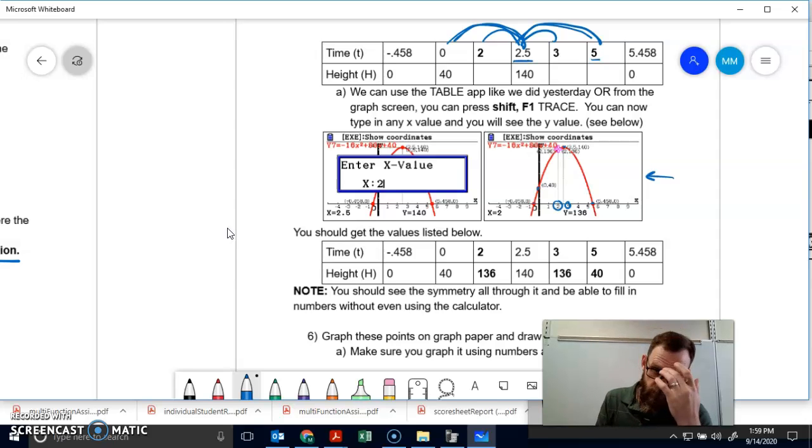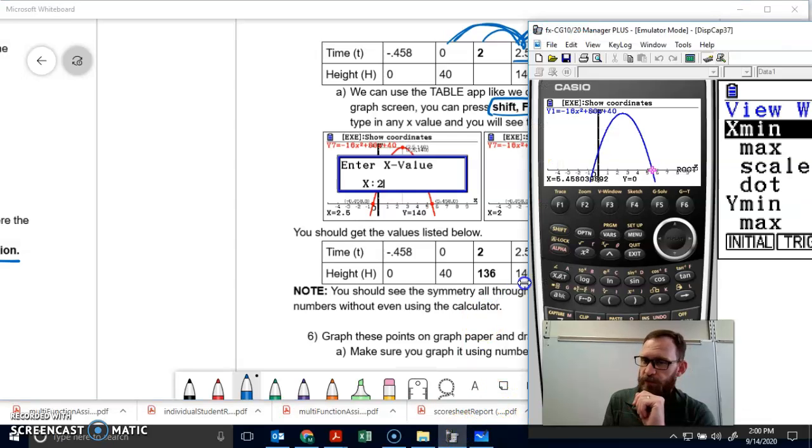And then we're going to type these in the table app. So go to your table app, type them in, see what you come up with. Or, if you want to do it from the graph, you can use Shift F1 and do a trace. I'm going to show that on the calculator. If I press Shift F1, I can trace. And I can arrow back and forth, but the nice feature of trace is you can type a number in, like 2. Hit Execute, and it'll take you right to that point.